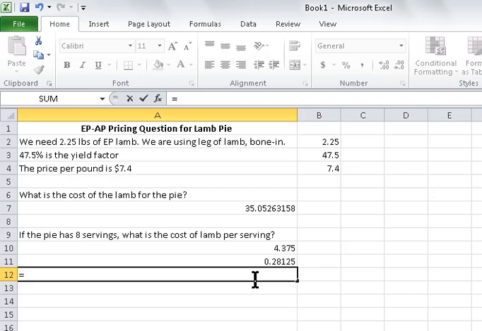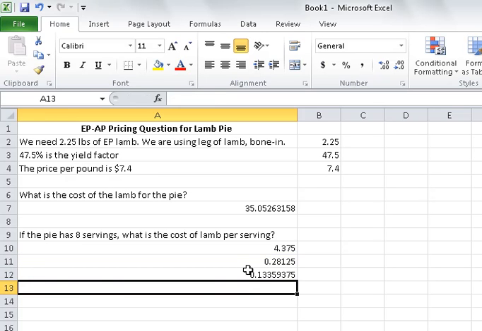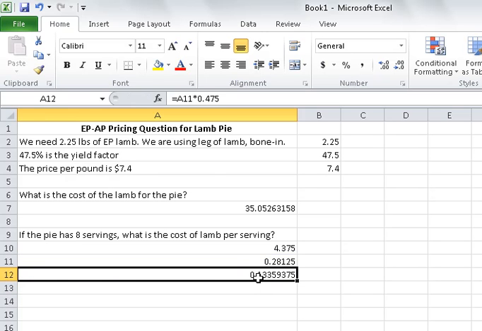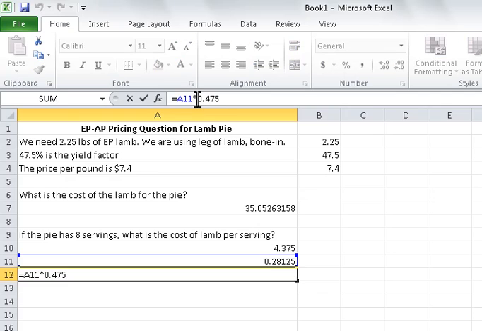So we want to find out how much AP lamb we're going to have to order per serving. So we divide the 0.281 by the 0.475, which is our yield factor, right? Mm-hmm. And what does that get us? I'll divide it. We divide that, yes. It's 0.59 pounds of AP.